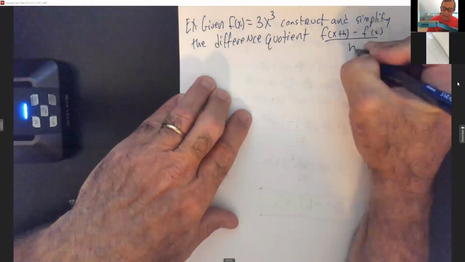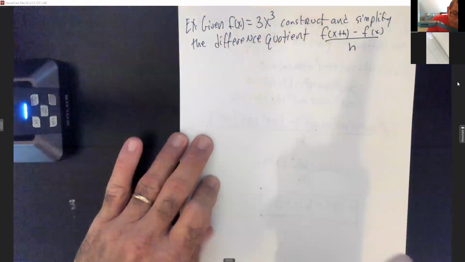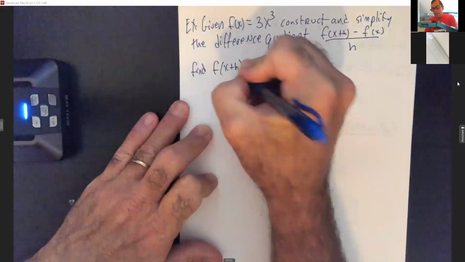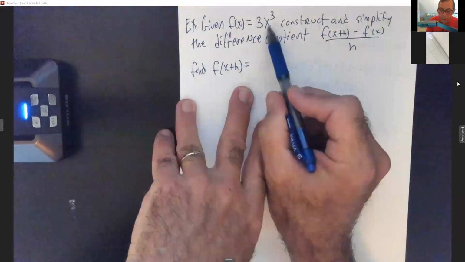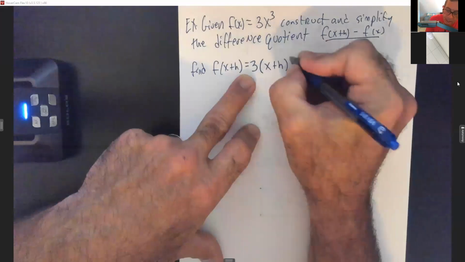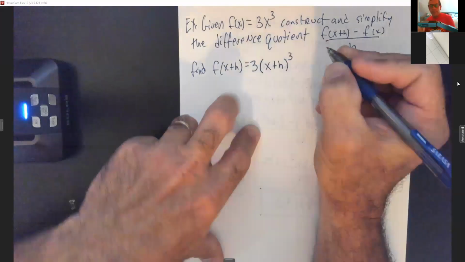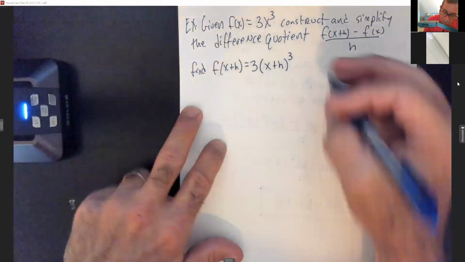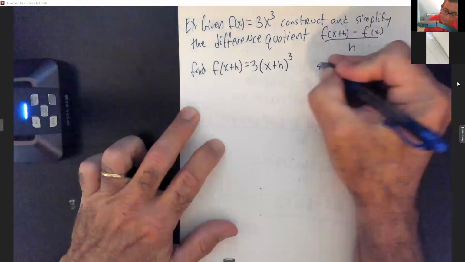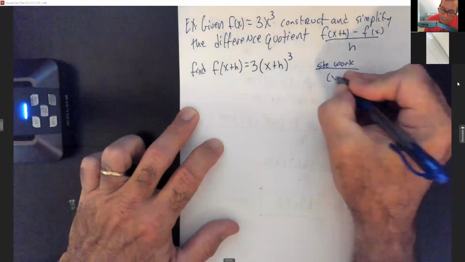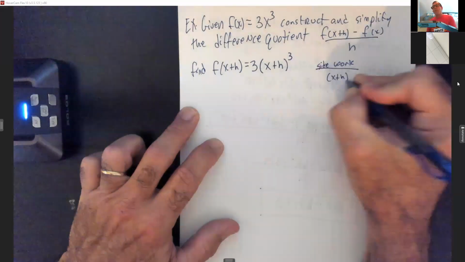So the first thing we've got to find is f of x plus h. That means replace this x with x plus h. So we'll have 3 times x plus h to the third power. Let's do a little side work on this one. My side work is going to be this x plus h to the third.